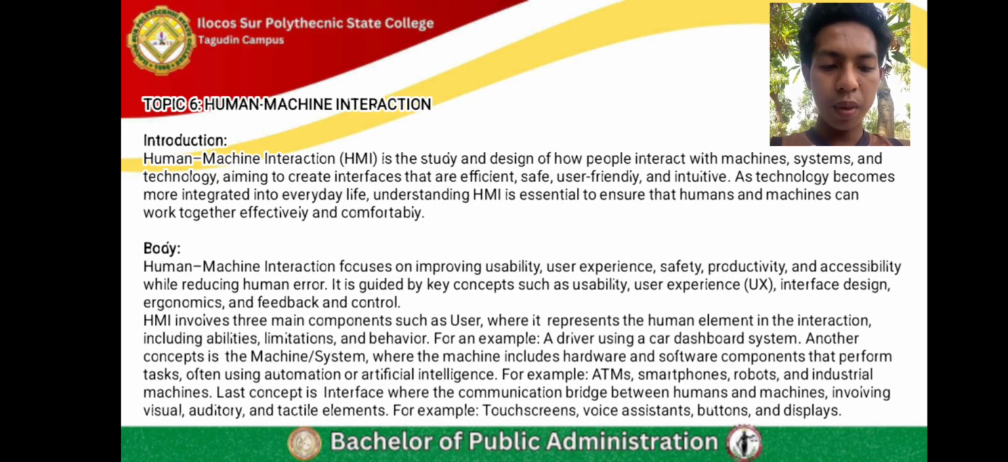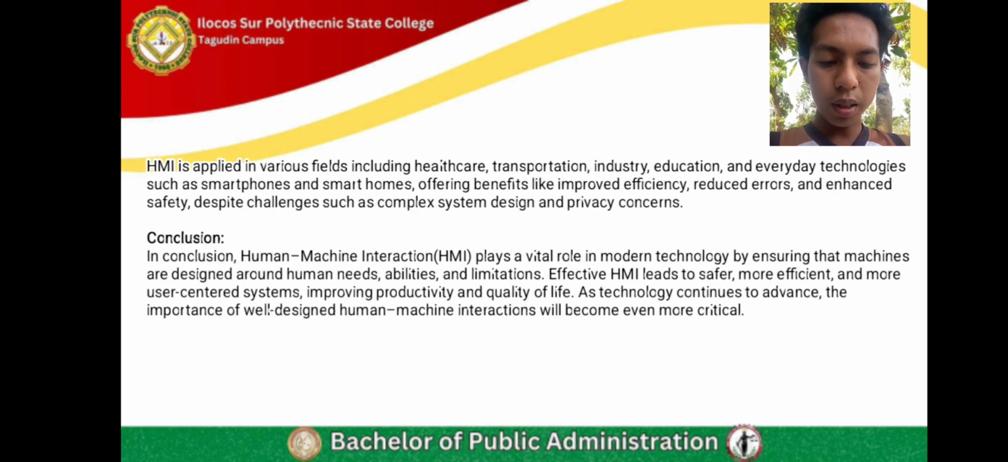Human-machine interaction is the study of how people interact with machines and technology to create systems that are safe, efficient, and user-friendly. It focuses on usability, user experience, ergonomics, and reducing human error. HMI has three components: the user, human abilities and behavior; the machine or system, hardware and software; and the interface, the communication link like screen, button, and voice assistant.